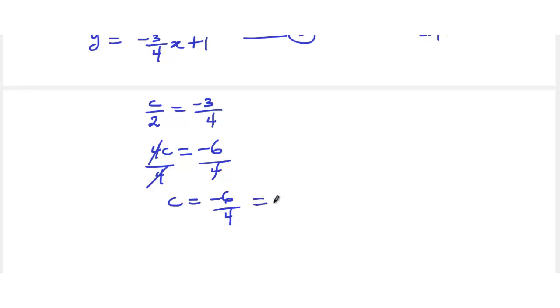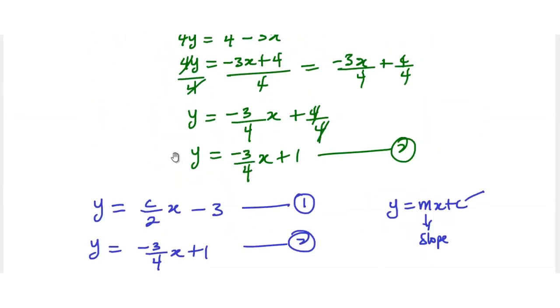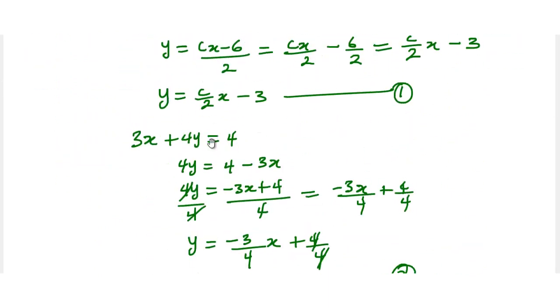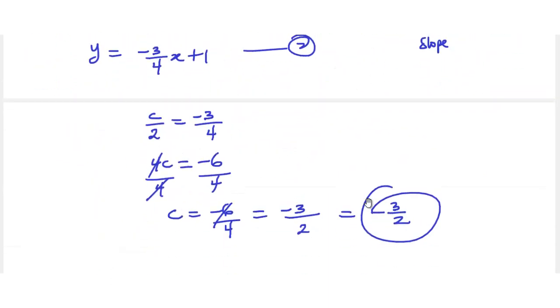And what is minus 6 over 4? Minus 6 over 4 means that 2 in minus 6 is minus 3, and 2 in 4 is 2. So this will give us minus 3 over 2. So the value of c that will make this system of linear equations have no solution is minus 3 over 2.